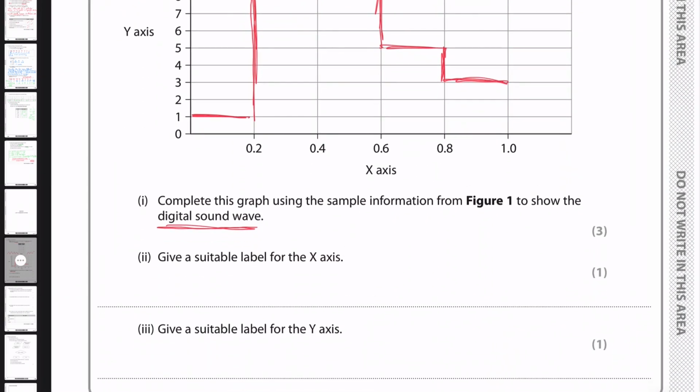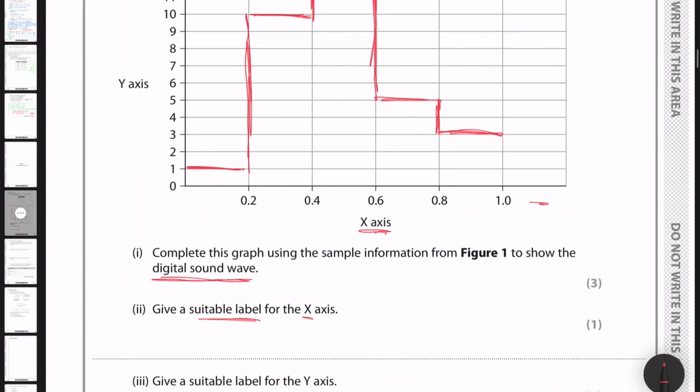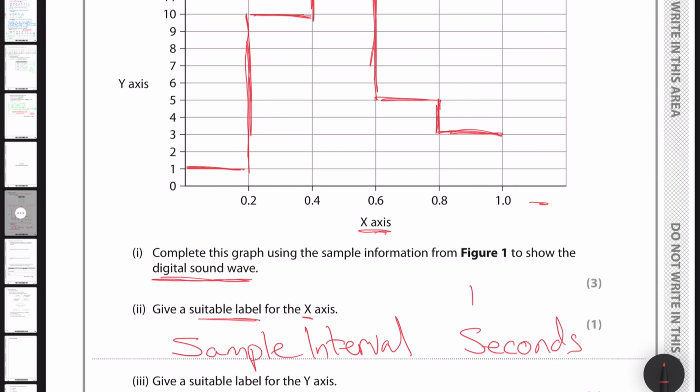Now it says, give a suitable label for the x-axis. That's this one down here. Well, the x-axis is these values here. Well, these are the sample. For this label, I would call it the sample interval. Okay, every 0.2 seconds. I mean, you could still get a mark if you just put seconds, according to the mark scheme, and you could get a mark if you put time. But I think the best answer, based on the question, would be sample interval.